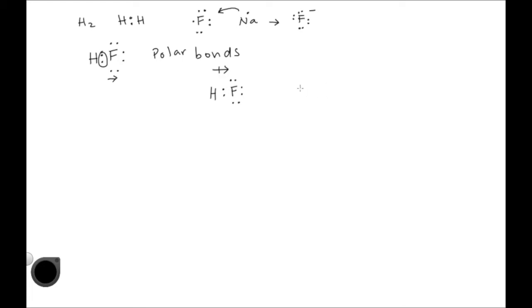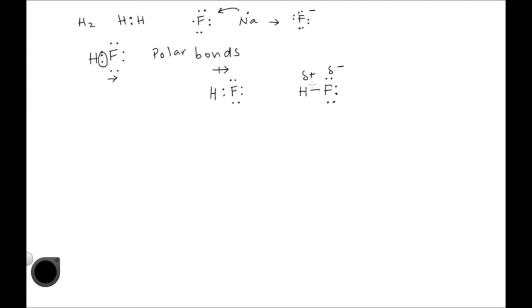Or if we want to, we can also represent it like this. So let's go ahead and redraw our bond. Right, this line just stands for two electrons in a covalent bond. So we can draw a delta plus or a delta minus. And basically, delta means partial charge.